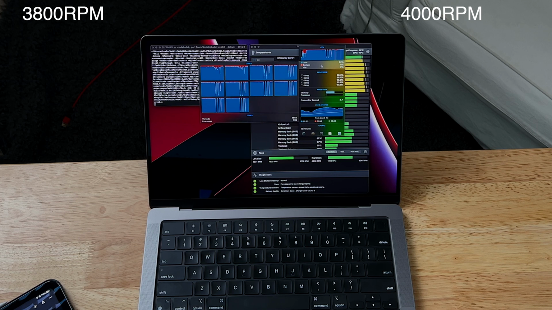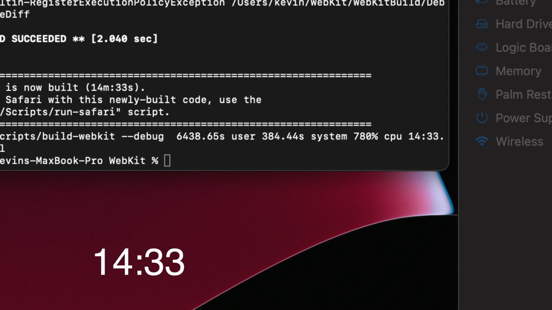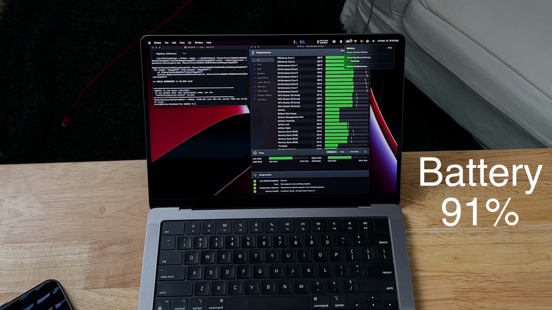All right, just a little over 10 minutes in. Fans, let's see, 3,900 on the left, 4,000. So it looks like we're kind of ramping back up again. Doing well though. All right, so we're getting close to where it was finishing with it plugged in. Oh, it's finished. 14 minutes, 33 seconds. Battery at 91%, not low power mode.